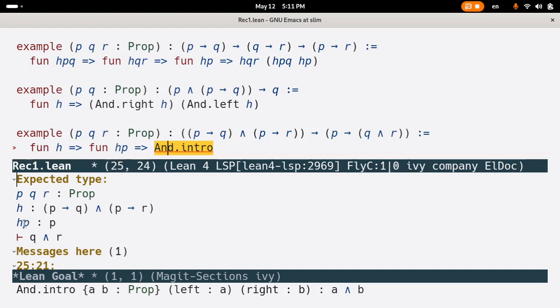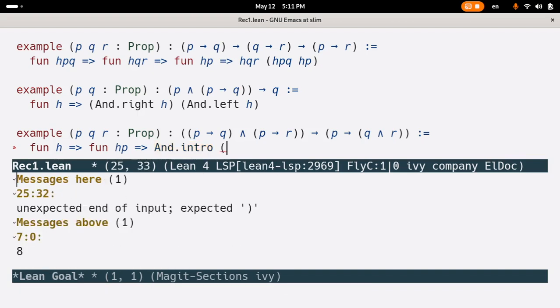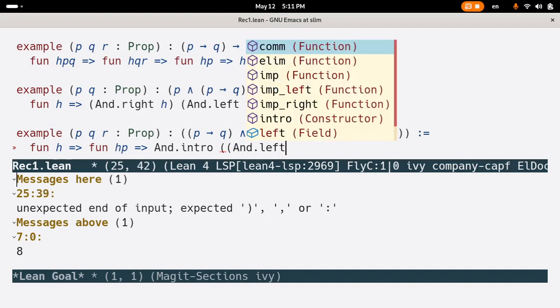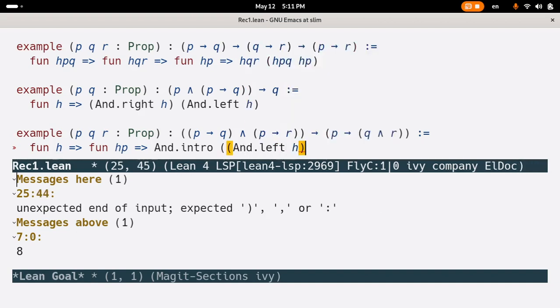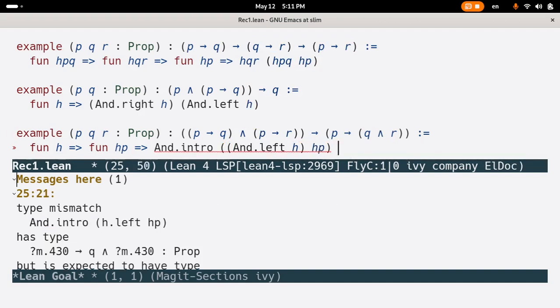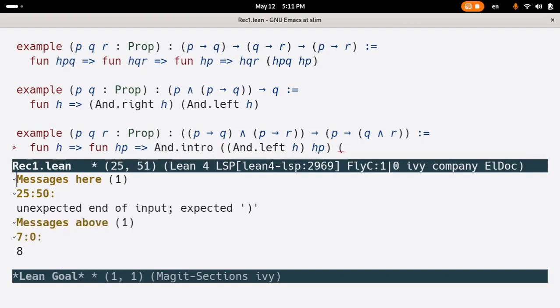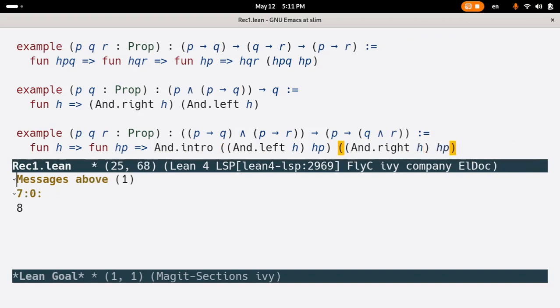The available data is we have a proof of P and we have a proof of P implies Q and P implies R. So if we have a proof of P and a proof of P implies Q, then we will get a proof of Q. But luckily we already have this. So we can say and dot left h, which is a proof of P implies Q, and apply it to HP to get a proof of Q. Now we have to prove R. This is similar. So we can do and dot right h, which is a proof of P implies R, and apply it to HP to get the proof of R.